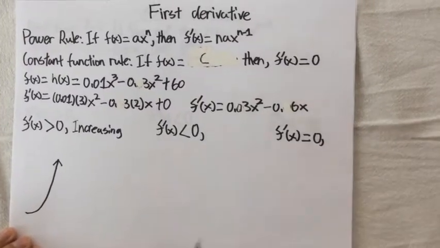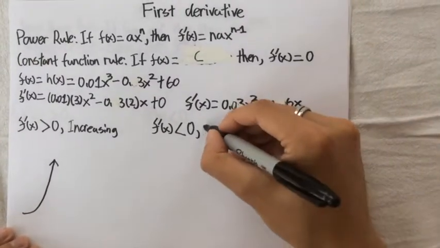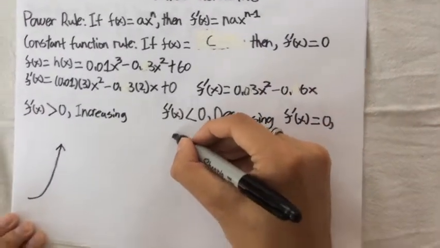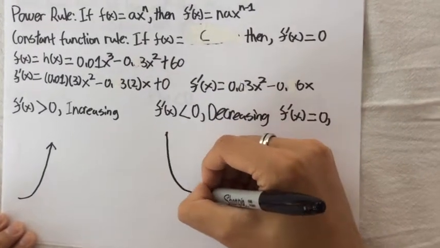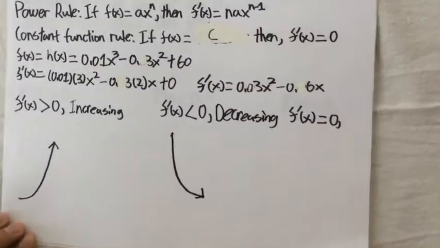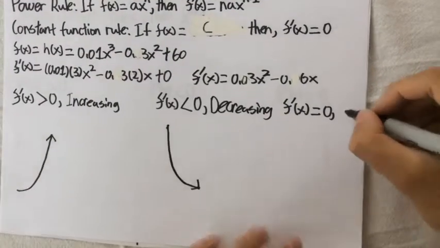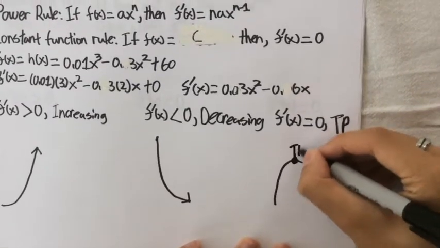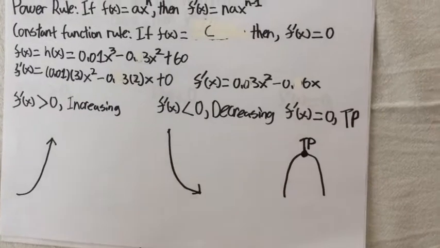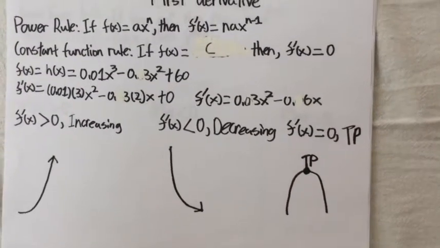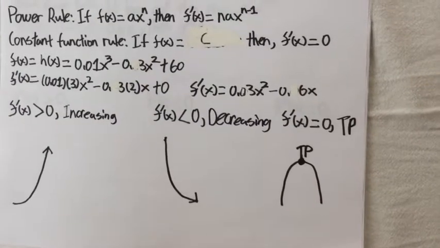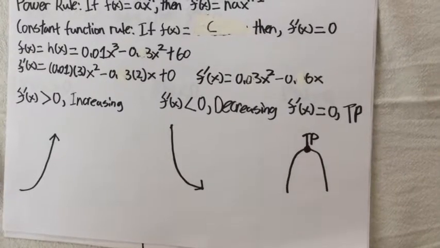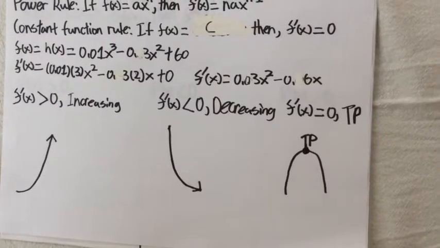If f prime of x is less than 0, then the function is decreasing, and the slope will get less steep as x gets bigger. And when f prime of x equals 0, then it's a turning point. At the turning point, the function is neither increasing nor decreasing. That's why the velocity at the turning point equals 0. And velocity equal to 0 is the same thing as saying f prime of x equals 0, since the first derivative models the rate of change of the original function.